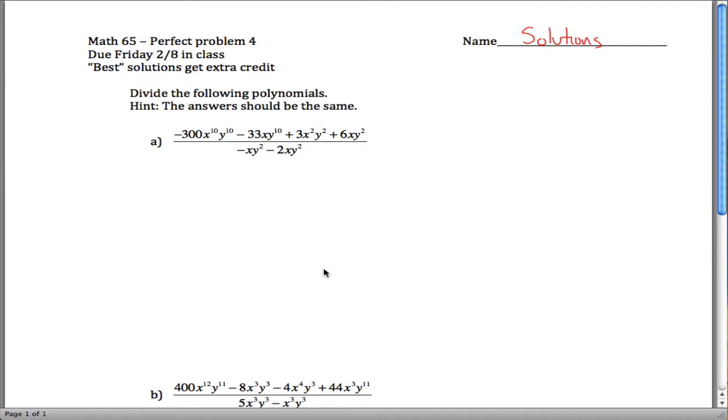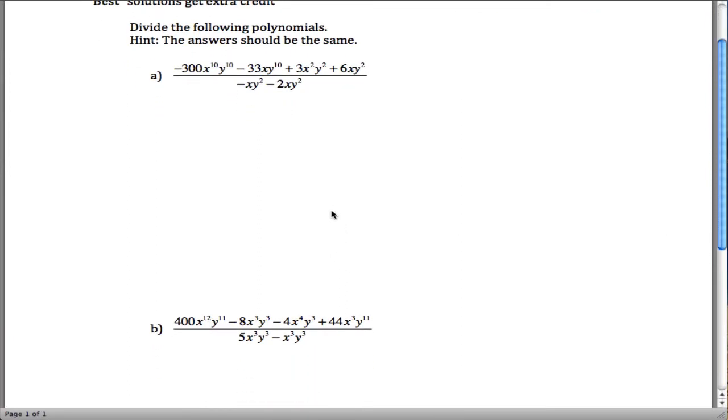Here are solutions for perfect problem 4 from Math 65. We're asked to divide these polynomials, and the little hint is that you should get the same answer. What makes this problem a little bit tricky is that at this point in the class we don't know how to divide a polynomial by a polynomial. We only know how to divide a polynomial by a monomial. But it turns out that we can turn this problem into that problem.